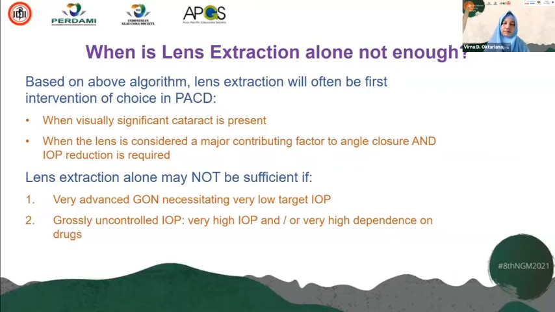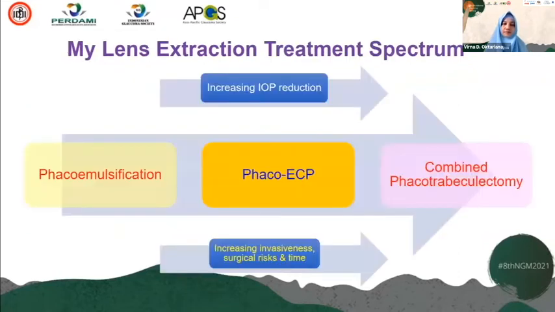First of all, if there is very advanced glaucomatous optic neuropathy necessitating a very low target intraocular pressure. And secondly, if the intraocular pressure is grossly uncontrolled, in other words, there's a very high intraocular pressure and/or very high dependence on glaucoma drugs. Then in these situations, we may have to add something to the lens extraction.